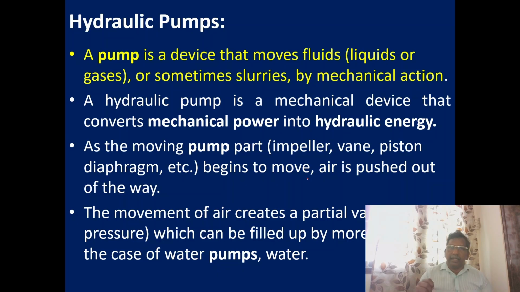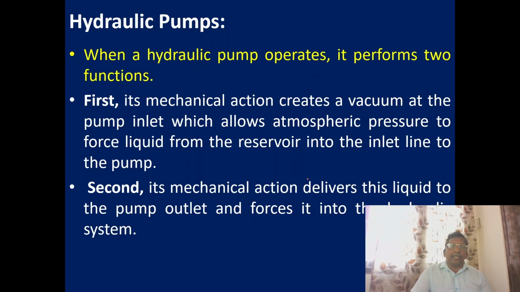It begins to move, air is pushed out of the way. When you start with external power, the gear rotates. So what will happen when it is rotating: in the meshing area, volume is reduced and pressure increases. When you have the demeshing area, volume increases and pressure decreases, because it is less than the atmospheric pressure. Because of that, suction occurs. So the movement of air creates a partial vacuum, which can be filled by more air, or in the case of water, by water. That is the principle it works on.